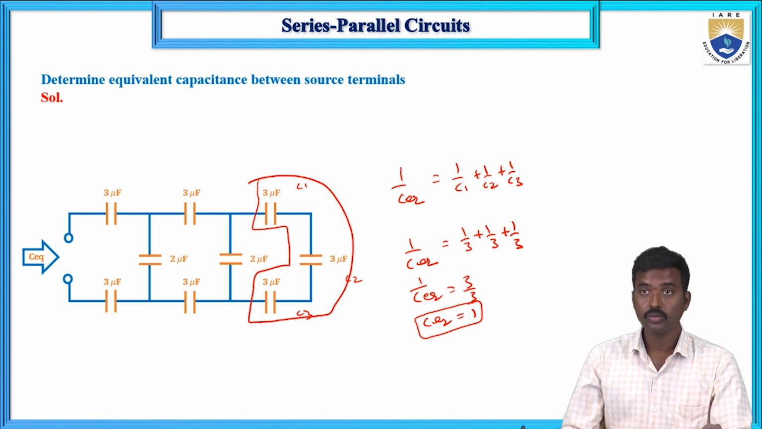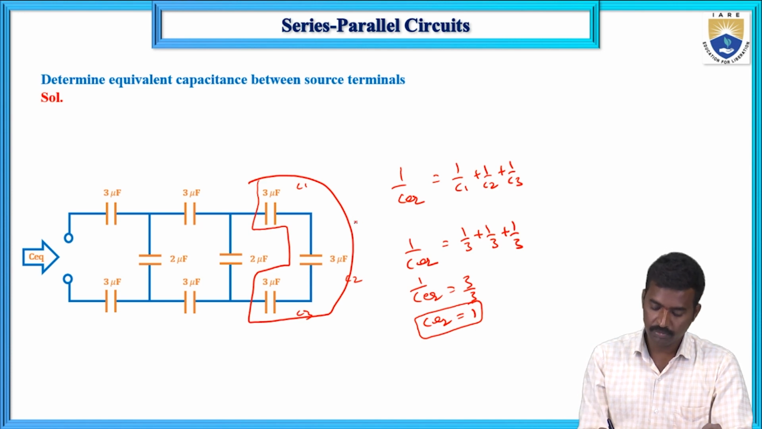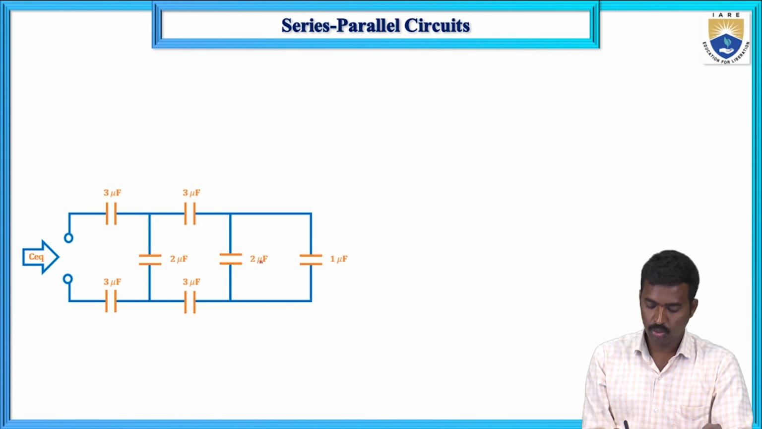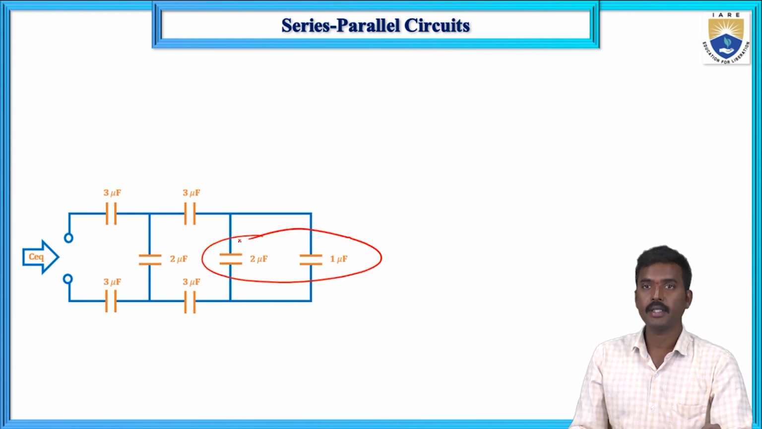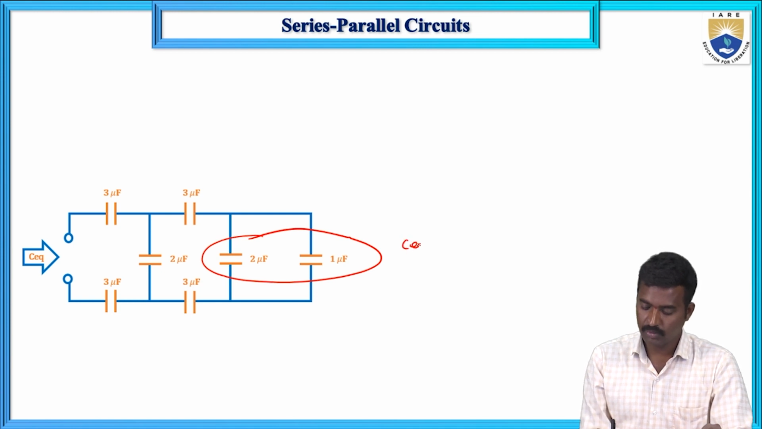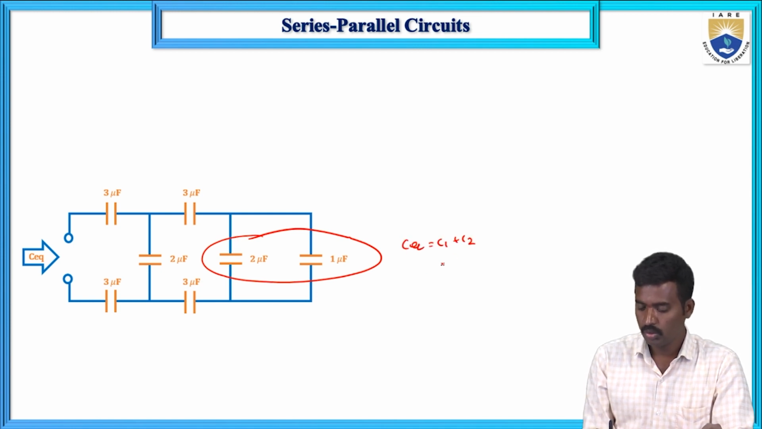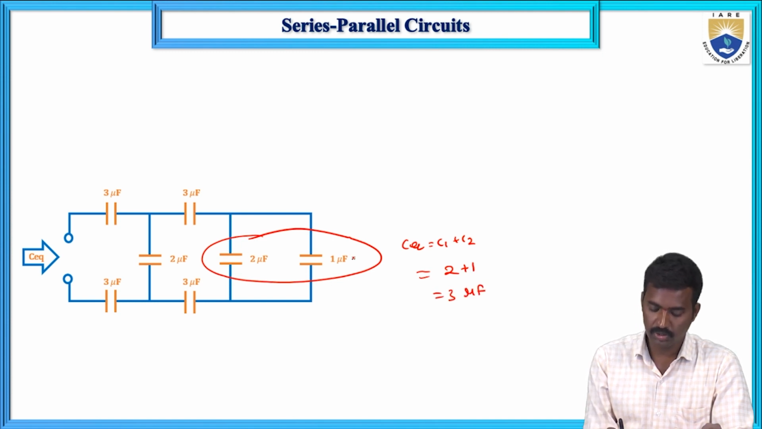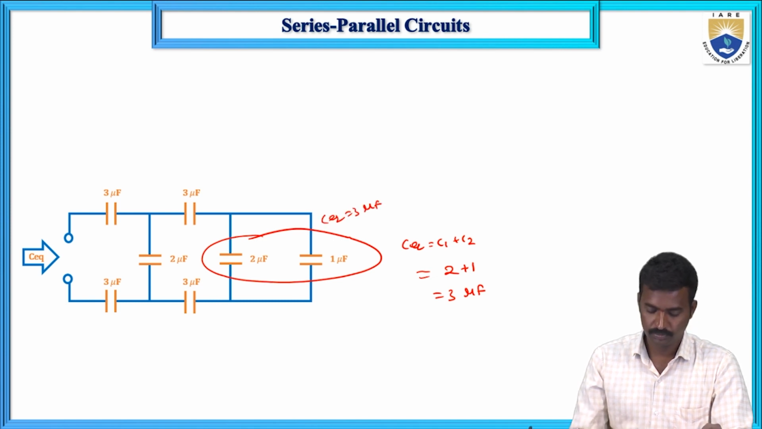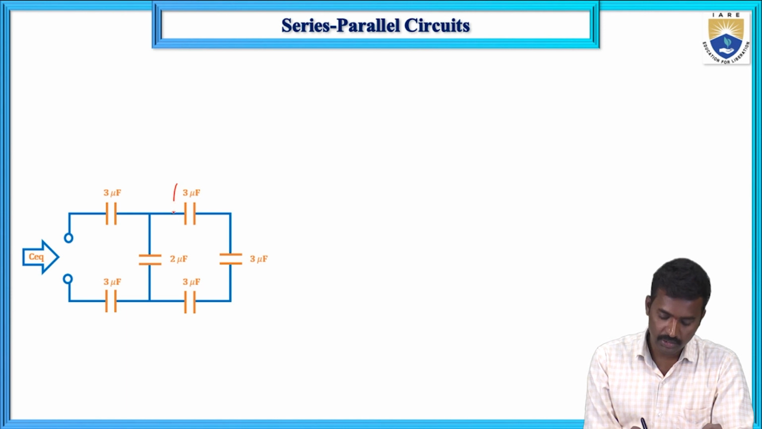Now this C equivalent we can replace with a 1. So now 2 and 1: these two capacitors are connected in parallel. In the parallel case, C equivalent equals C1 plus C2, so 2 plus 1 equals 3 microfarads. So you can replace this with 3 microfarads. Next, again these three.